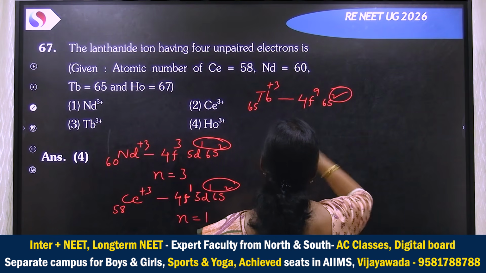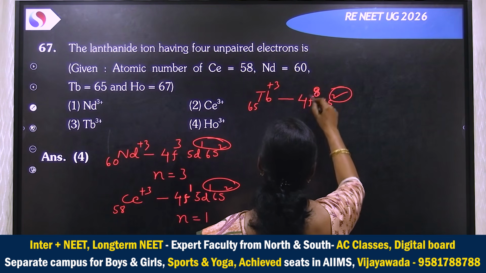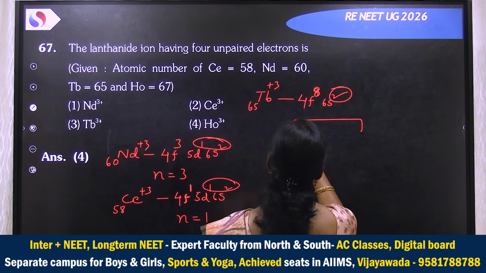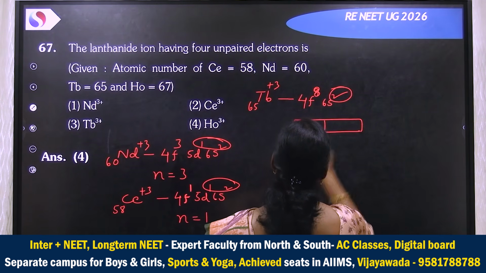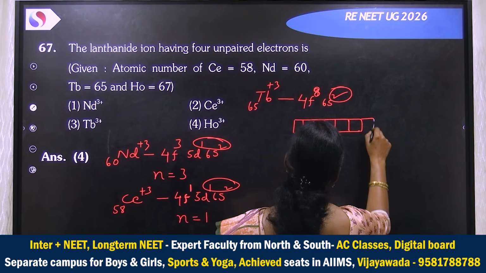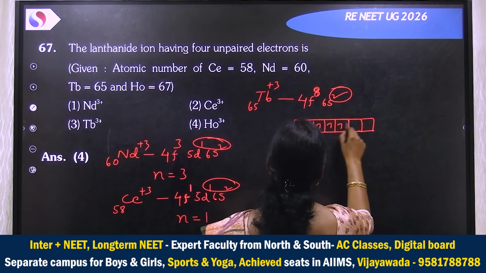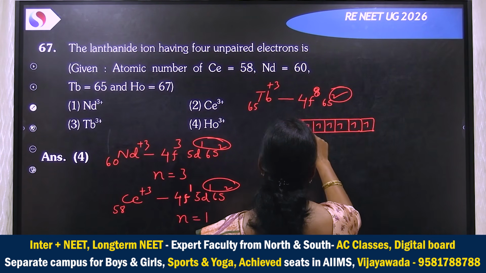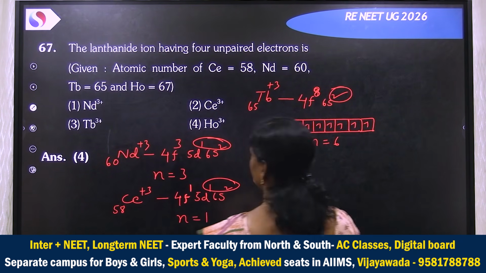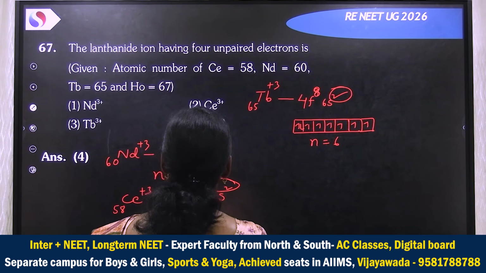So how many electrons are remaining? 4f8 configuration. There are 7 f orbitals and 8 electrons. So how many unpaired electrons? There are 6 unpaired electrons.